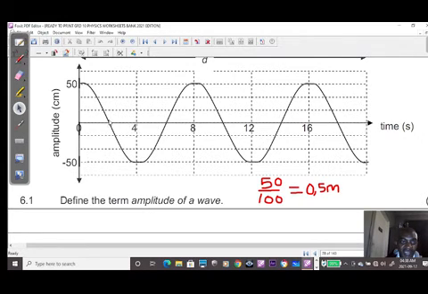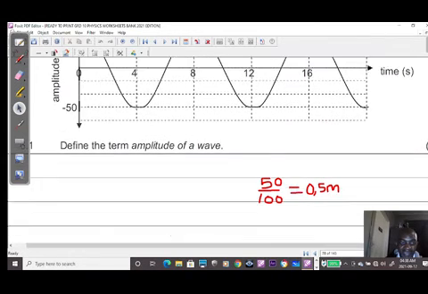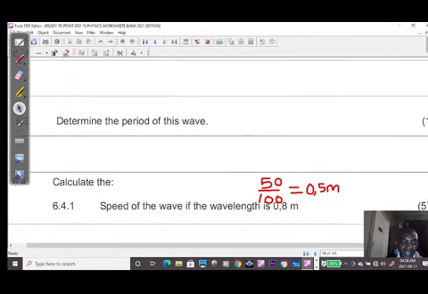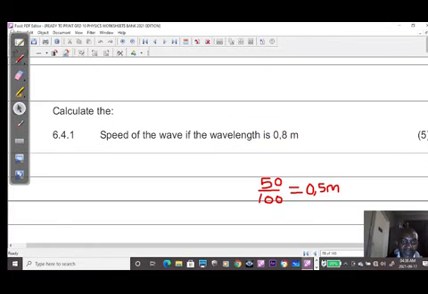Or you can get it from this point here to this point here. This point here is 2, in the middle of 4 and 0. This one is 10, the middle of 12 and 8. So I can still say it's 10 minus 2, which also gives me 8. So my period here is 8 seconds.